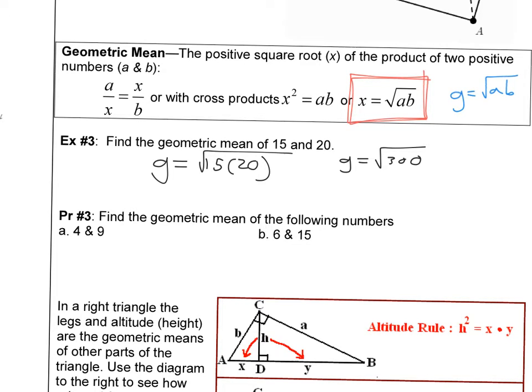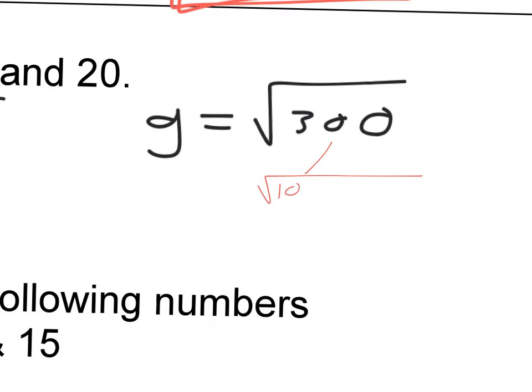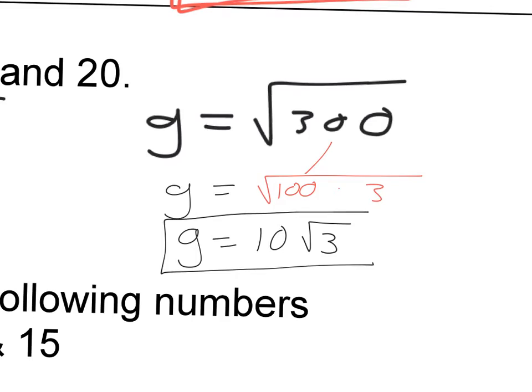And then I got to see if I can simplify that, right? Is there any perfect squares inside 300 that I can pull out? Well, I know of one. Isn't 300 the same thing as 100 times 3? And 100 is a perfect square. So I could take the square root of 100 and get 10, and then I would leave the 3 inside because it is not a perfect square. And so there's my answer.